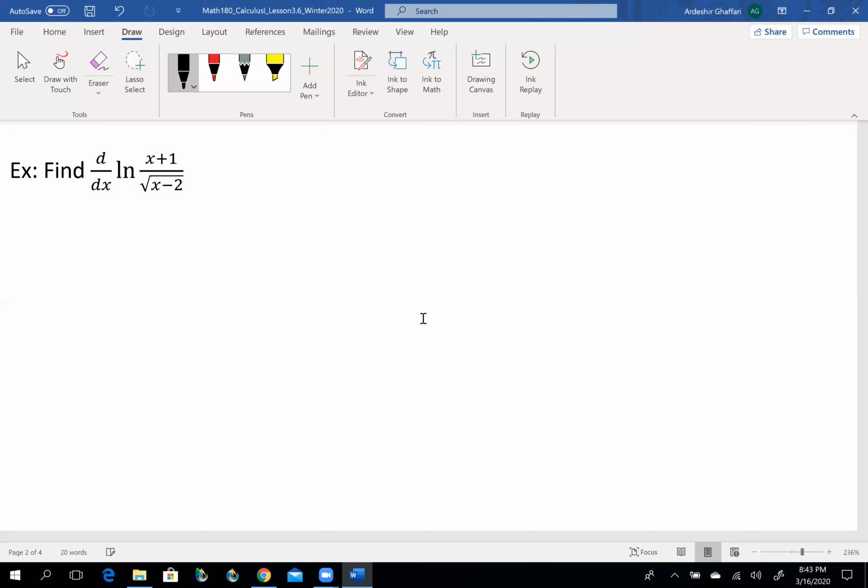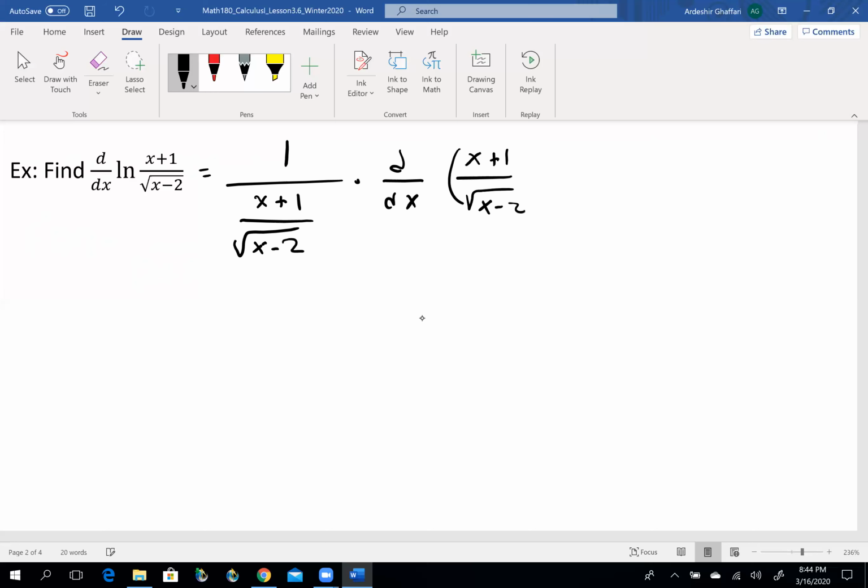So actually, I'm going to just again take a derivative of mother. So it's going to be equal to 1 over x plus 1 over a square root of x minus 2, and then times the derivative of baby, that is going to be derivative with respect to x of x plus 1 over square root of x minus 2.